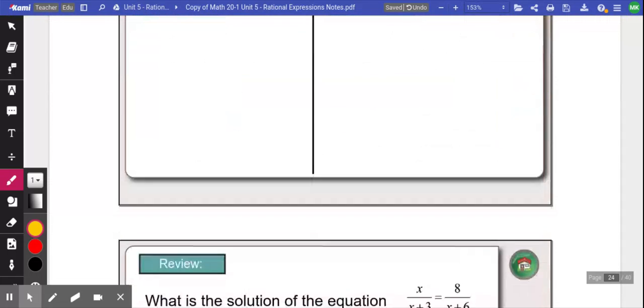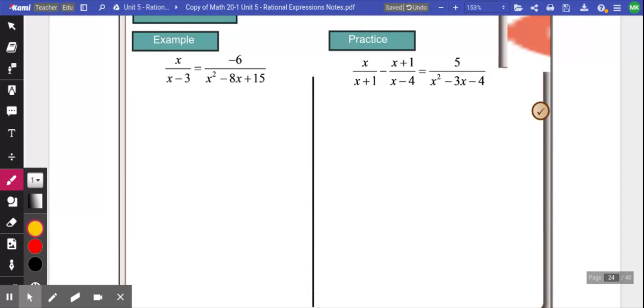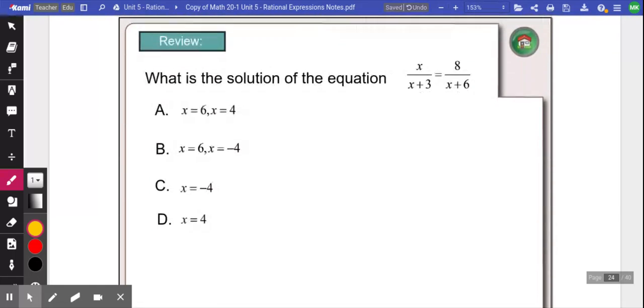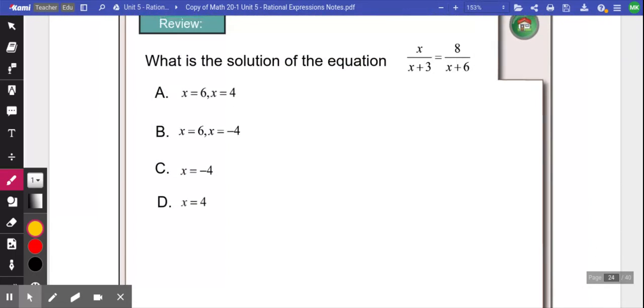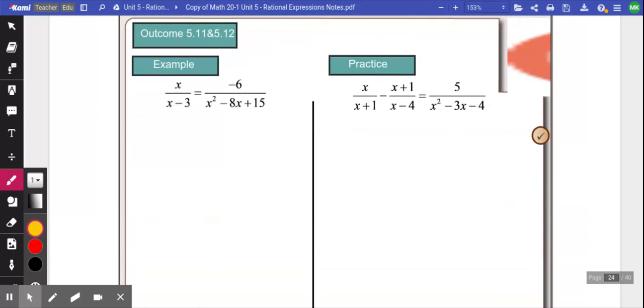If the computer will let me. We'll do the one on the left together. The one on the right will be practice for you. Then we won't do this question. You can try it if you want. Okay. Let's look at this.